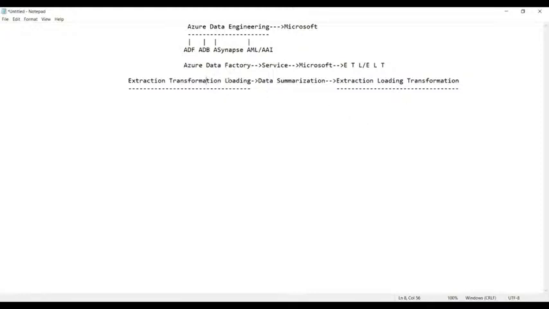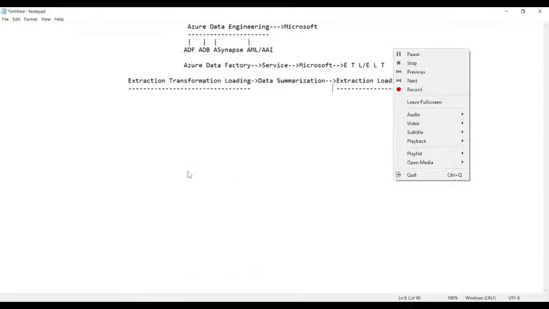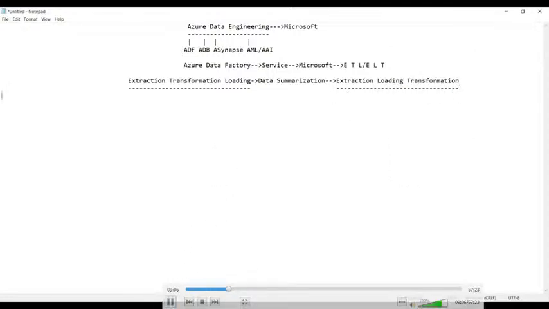So Azure Data Factory is a service provided by Microsoft to perform the job of ETL, that is extraction, transformation and loading.